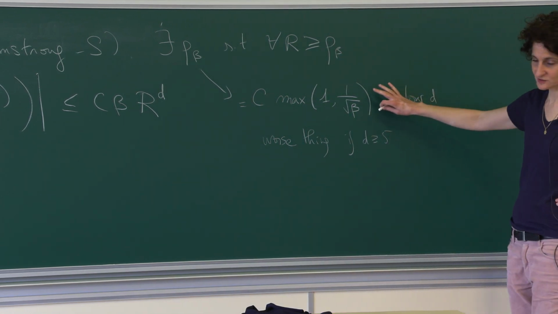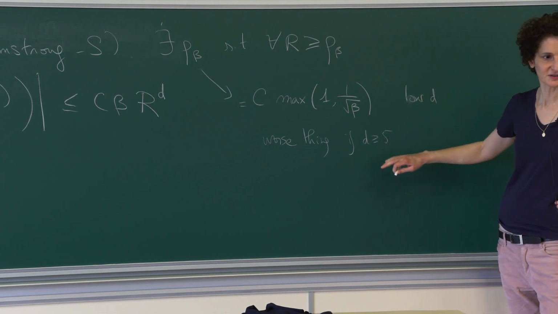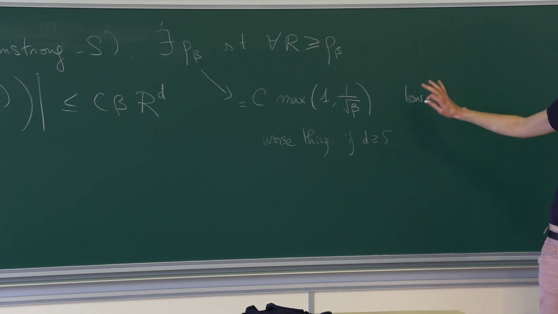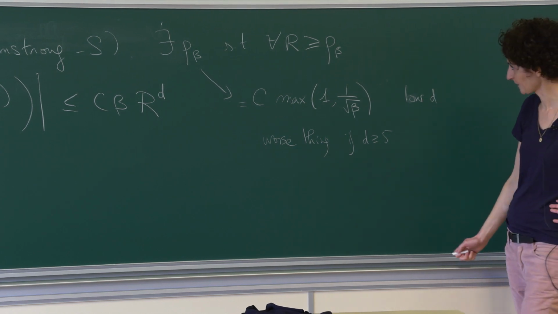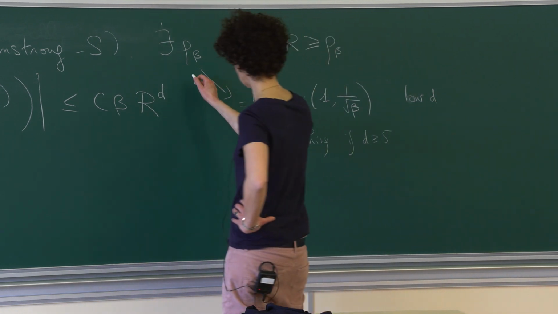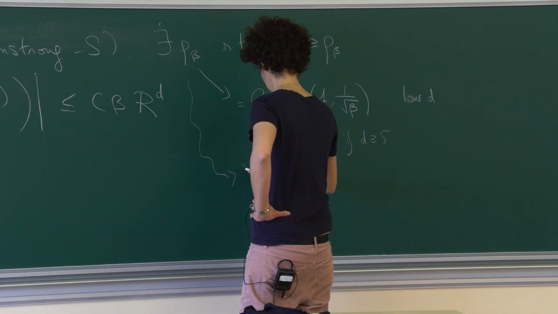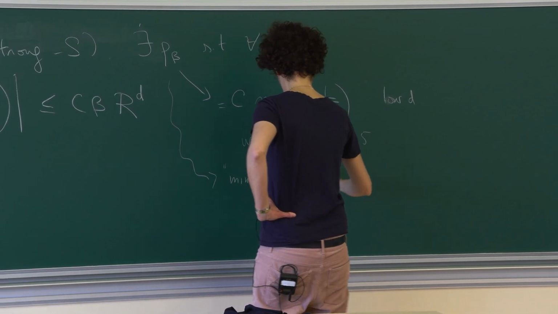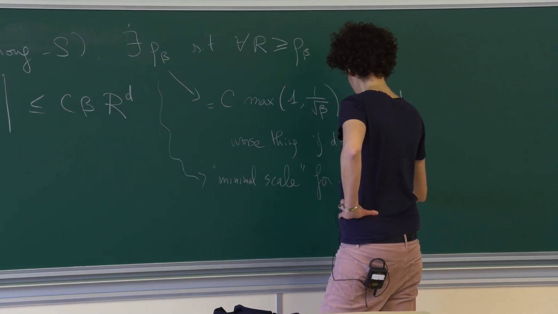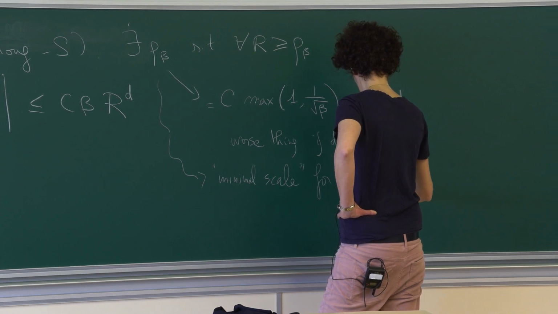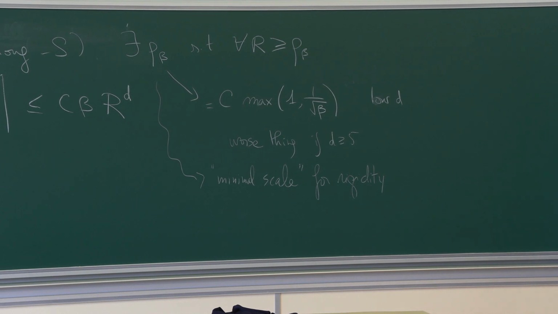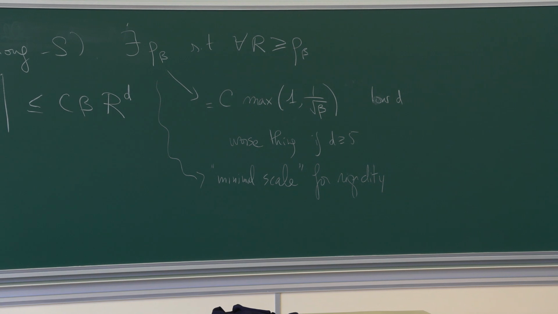It should be this. And for some technical reasons, after d equals 5, we have something less good, but it should be this. And we call that the minimal scale, the minimal scale for rigidity. And you see it depends on the temperature. This is why we've worked hard at keeping track of all the temperature dependence.